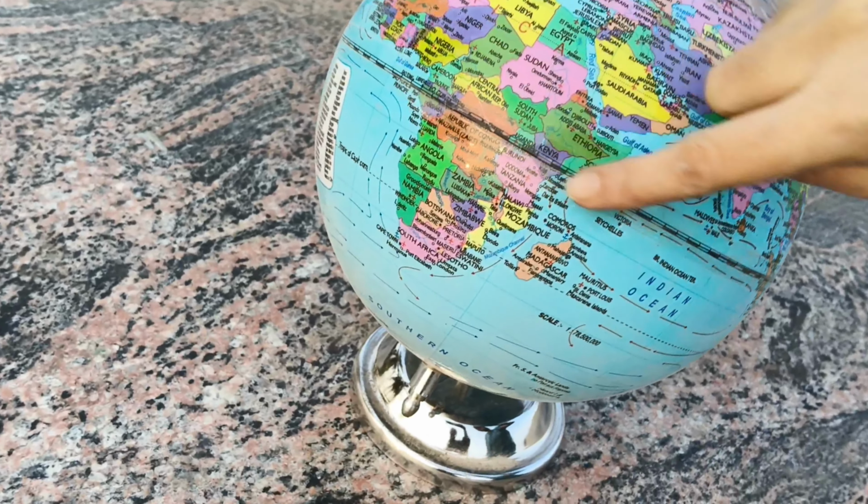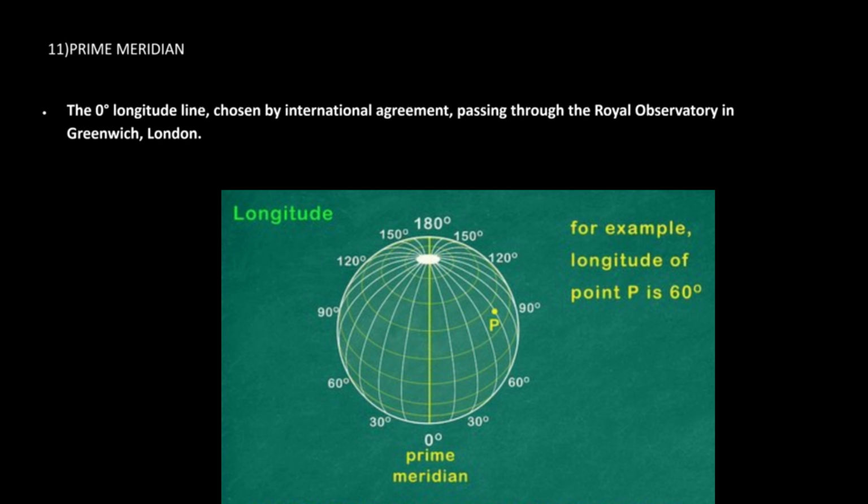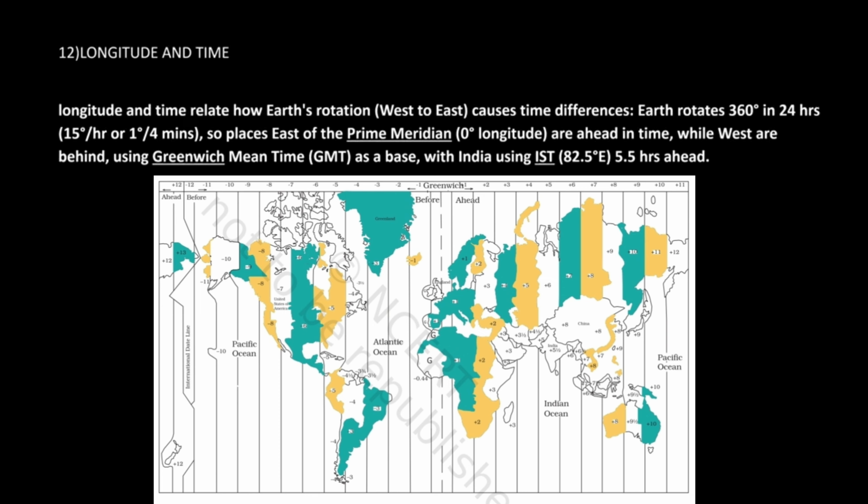Longitudes are imaginary vertical lines running from North Pole to South Pole. These are measured in degrees, and the standard longitude is called the prime meridian. Longitude and time relate to how Earth's rotation causes time differences. Earth rotates 360 degrees in 24 hours, so places east of the prime meridian are ahead in time while west are behind. Using Greenwich Mean Time, that is GMT, as a base, with India using IST, that is 82.5 degrees east, which is 5.5 hours ahead of GMT.